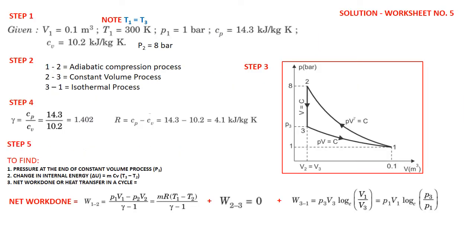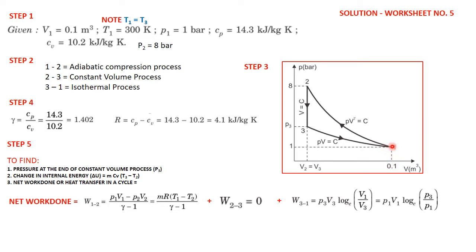Assalamu alaikum, just a continuation of this one. In the given data you can see V1, T1, pressure 1, Cp and Cv are given, and P2 is 8 bar. So T1 is equal to T3. Why? Because in the isothermal process between 1 and 3 the temperature remains constant, so T1 is equal to T3.